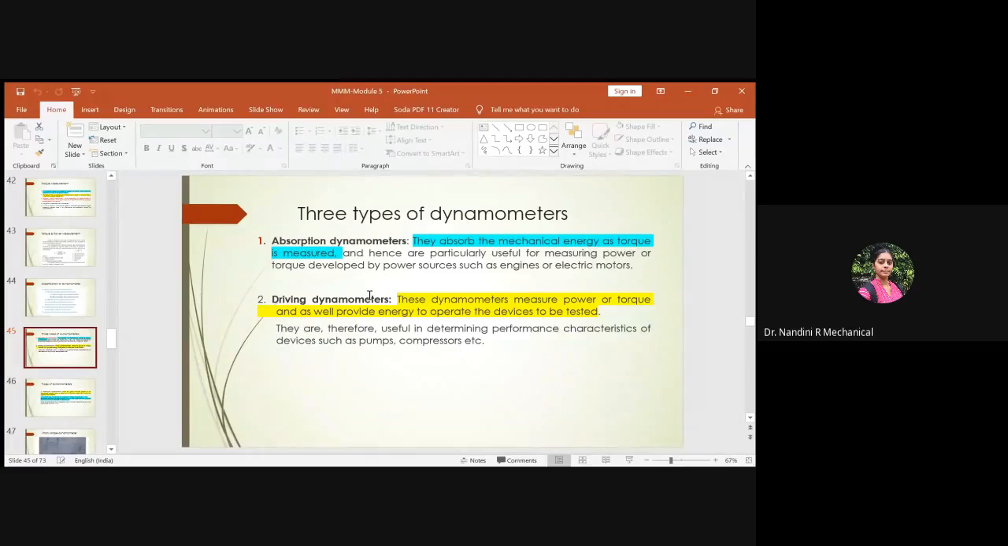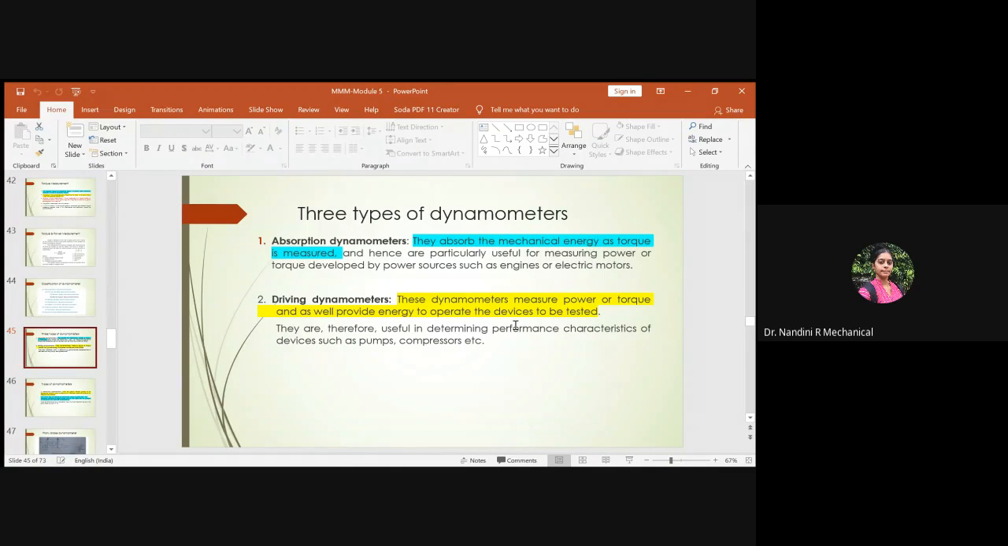So welcome back. Due to a technical snag, it got disconnected when we were speaking about the classification of dynamometers. Right. So let us start with the types of dynamometers. So what's happening here?